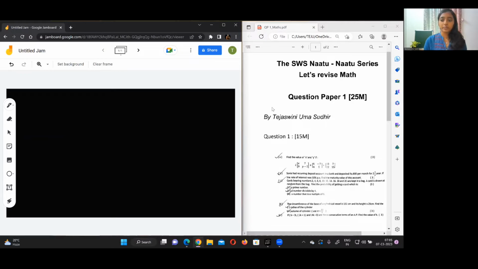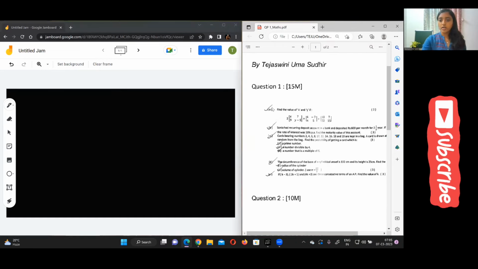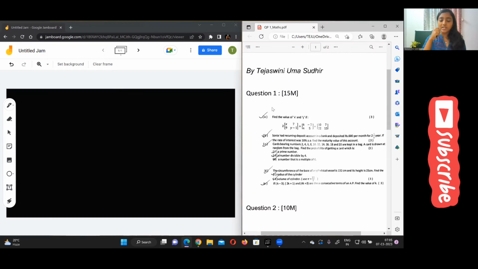So this is the first question paper in our series. It's the 25-mark paper and we will be solving this together. So shall we start? Let us go with our first question. It's a 15-mark question with various subparts. The first question is a matrix-based question. It says, find the values of x and y if, and this is the question given. Let us solve this together.